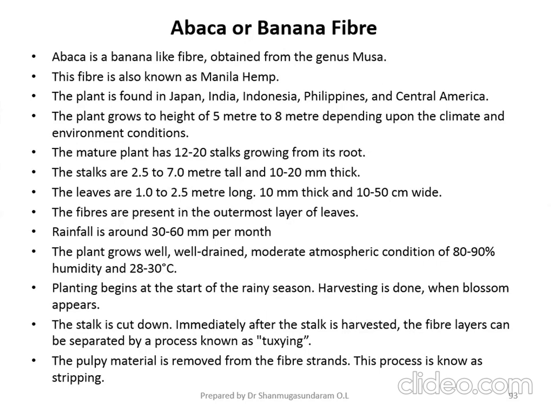So planting begins at the start of the rainy season. Then harvesting is done when the blossom appears. When the blossom appears, the stalk is cut down. Immediately after the stalk is harvested, the fiber layers may be separated by a process known as tuxing. Then the pulp material is removed from the fiber strand. This process is known as stripping.